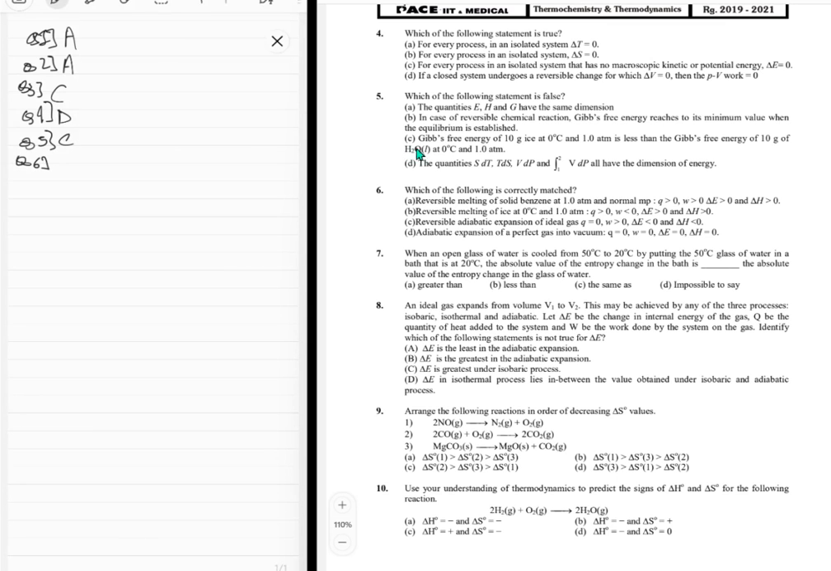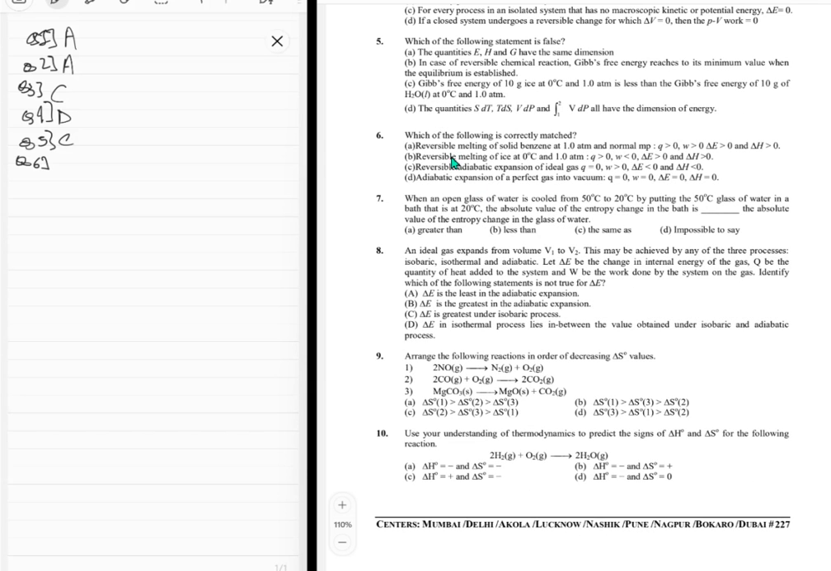Question number 6. Which of the following is correctly matched? Reversible melting of benzene at 1 atmosphere, normal melting point. Okay, so when it's reversible melting at some atmosphere and normal melting point, then that means it's just the equilibrium process, of course. So for that, Q is bigger than 0, W is bigger than 0, delta E is bigger than 0. It's actually 0.